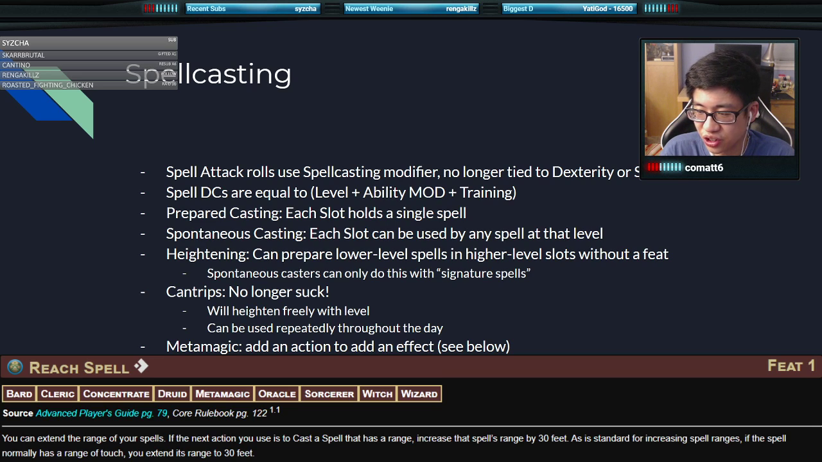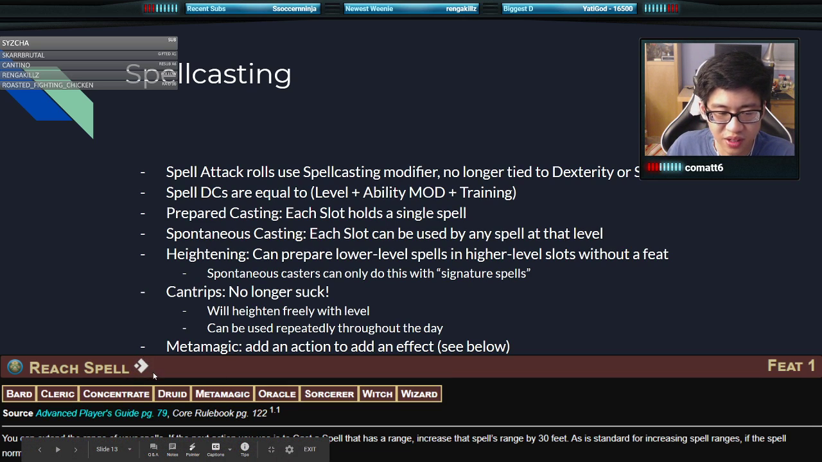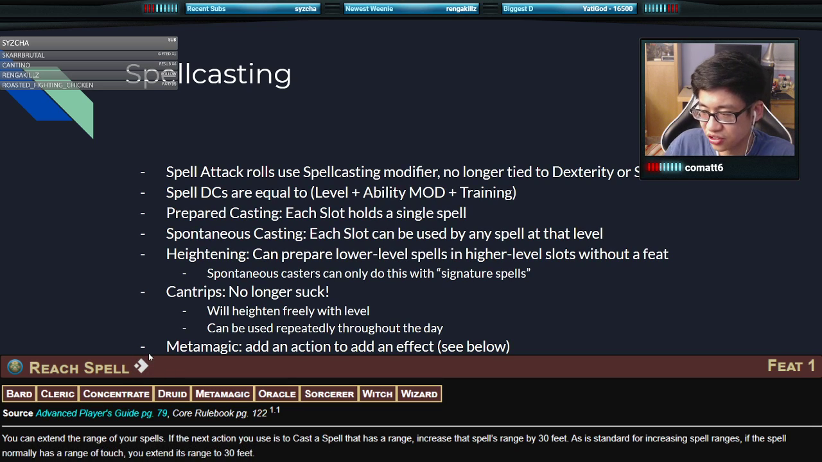You can extend the range of your spell, and if the next action you use is to cast a spell that has a range, you increase that spell's range by 30 feet, which is important so you don't have to move into harm's way in order to cast a beneficial spell. You can sit back and then cast it from a distance, which is really nice. And as you can see here, there's this one little diamond, and this diamond indicates that it costs an additional action to use. Most spells take 2 actions to cast, so if I was using Shocking Grasp, I would normally need to be in melee combat to use it, but with the Reach Spell metamagic feat, I can be up to 30 feet away in order to cast it.